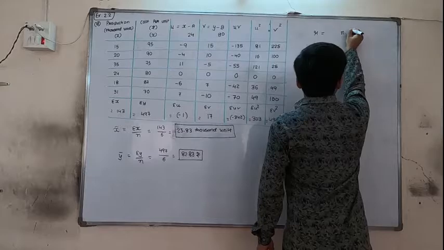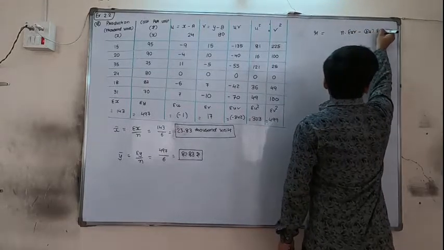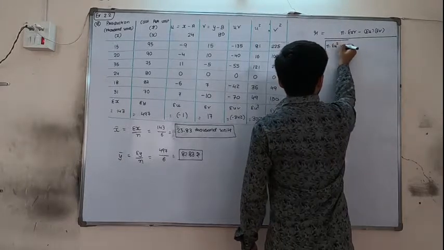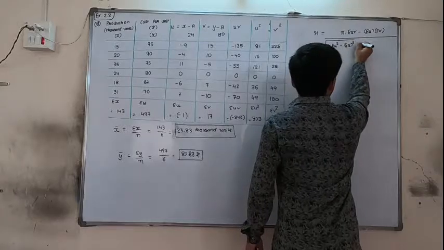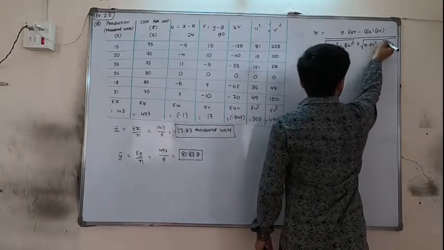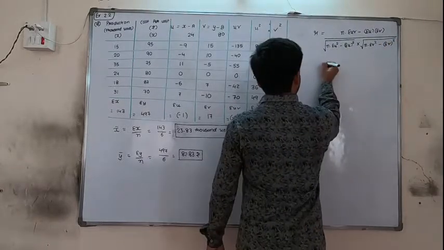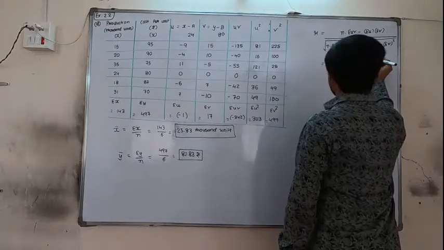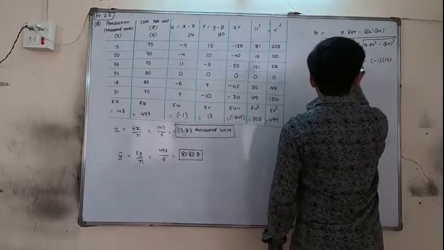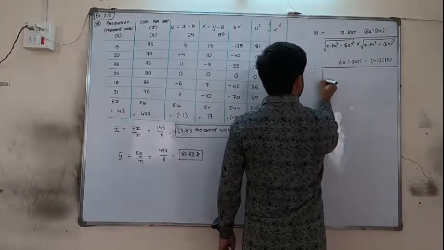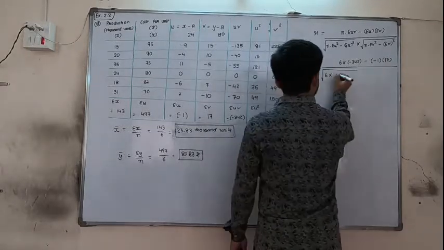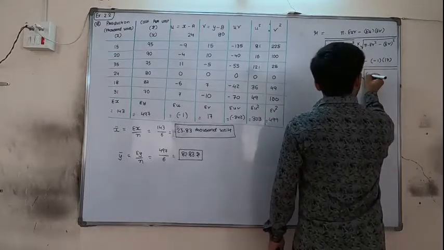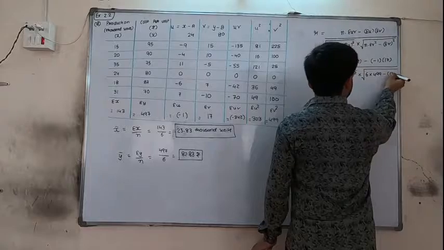r is equal to n into sigma uv minus sigma u multiply sigma v, whole divided by, in the first square root n into sigma u square minus sigma u whole square, multiply in the second square root n into sigma v square minus sigma v whole square. Okay, n is 6, sigma uv is minus 342, minus sigma u is minus 1 and sigma v is 70, divided by, in the first square root n is 6, u square is 303 minus u whole square is minus 1 square, multiply in the second square root n is 6, v square is 499 minus 17 square.